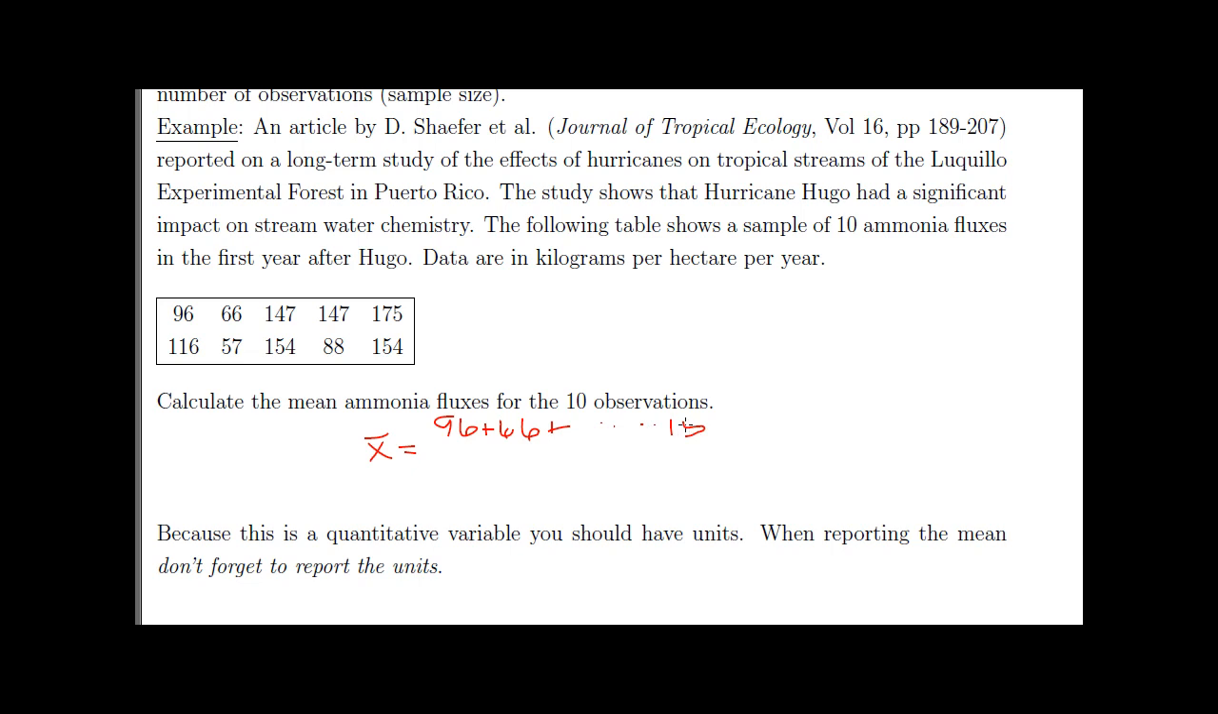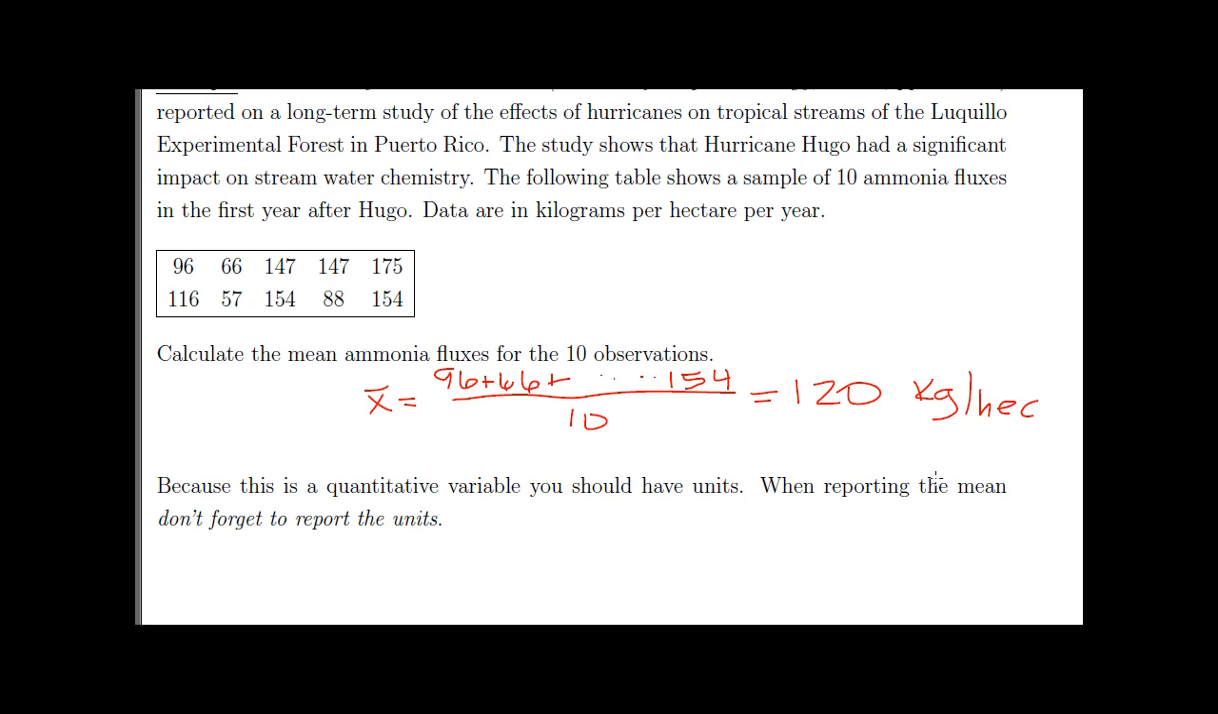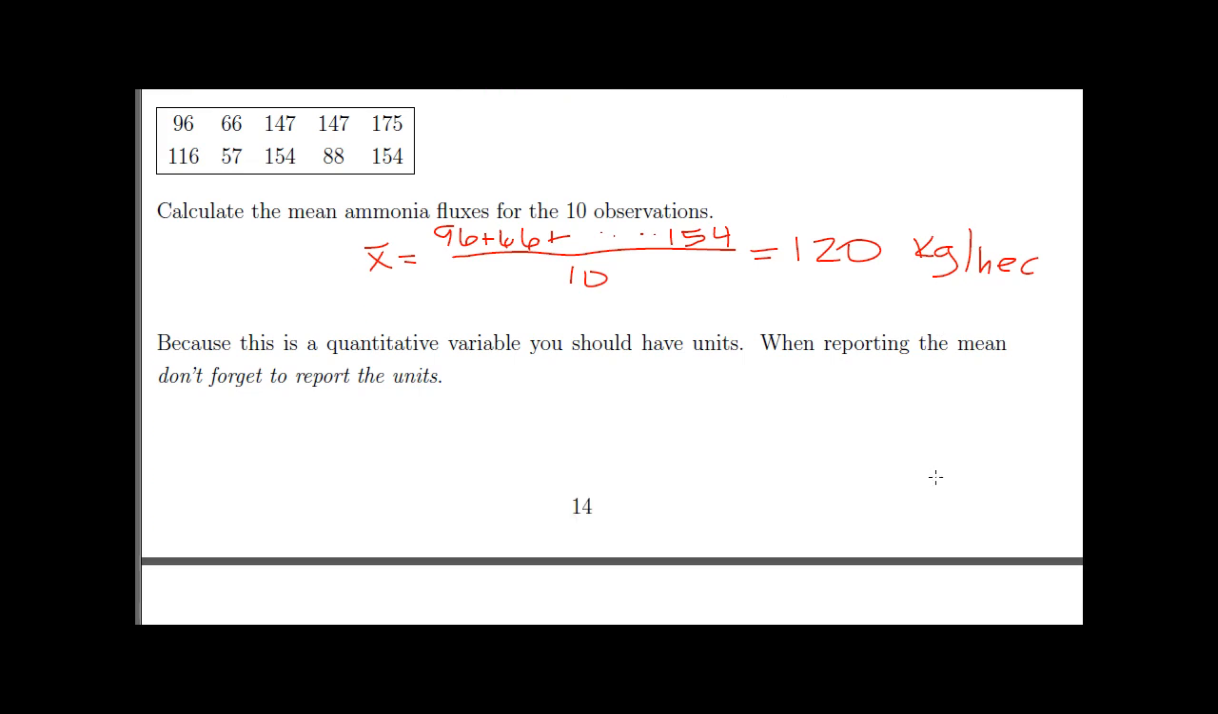And then I'm going to divide that by my sample size. We have 10 observations, so that's my sample size. And so that's going to be equal to 120. And I want to put units on there. That's kilograms per hectare. Okay, so the average ammonia flux is 120 kilograms per hectare. And that's how we calculate the average of something.